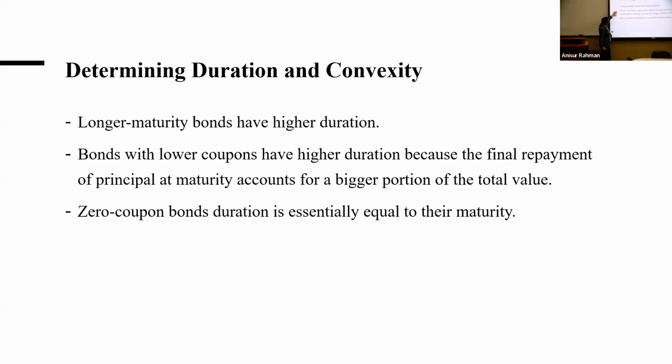So bonds with lower coupons have higher duration because the final repayment of principal at maturity accounts for a bigger portion of the total value. Zero coupon bonds' duration is essentially equal to their maturity. I already discussed that, right? Because there is just one cash flow.